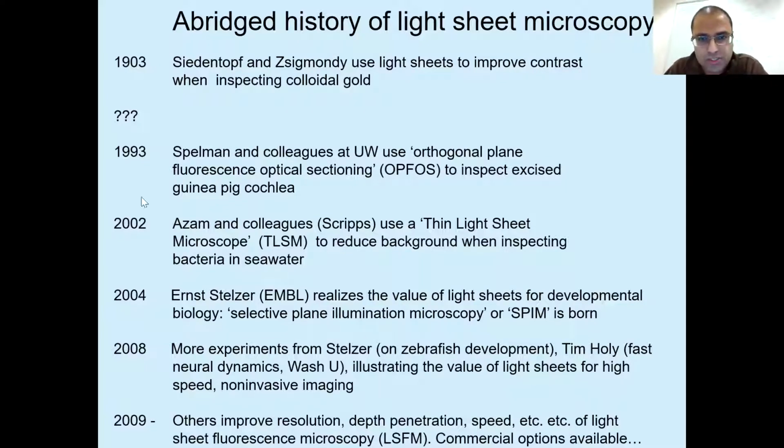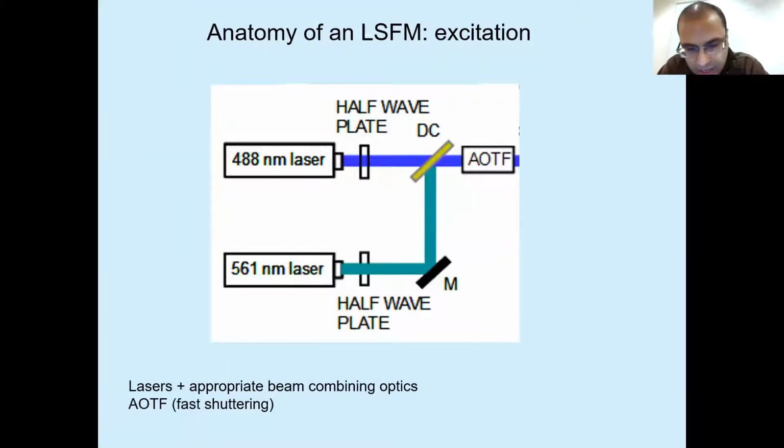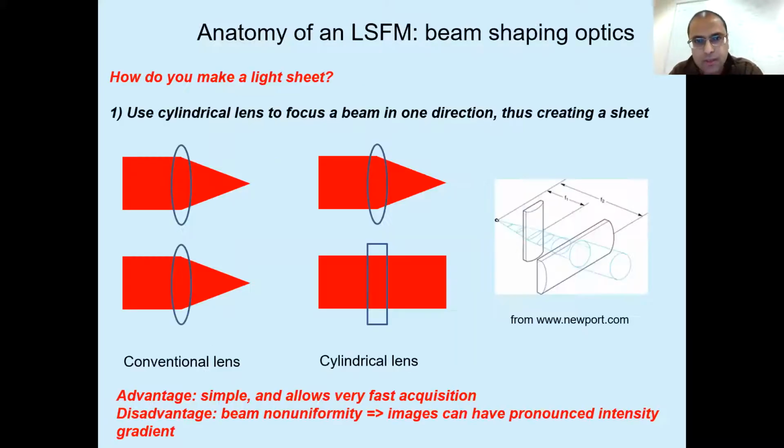Well, one of the first things you need is a way of exciting the sample. And in your modern light sheet fluorescence microscope, or LSFM, you typically use lasers. So there's nothing fancy here. You would use often invisible lasers. You can also use 2-photon lasers, and then you need ways of combining the lasers. You might use a fast shutter, like an acousto-optic tunable filter. You would use dichroic mirrors to combine the lasers. Again, there's nothing new here compared to your confocal microscope. Of course, one thing that's sort of unique is making a light sheet.